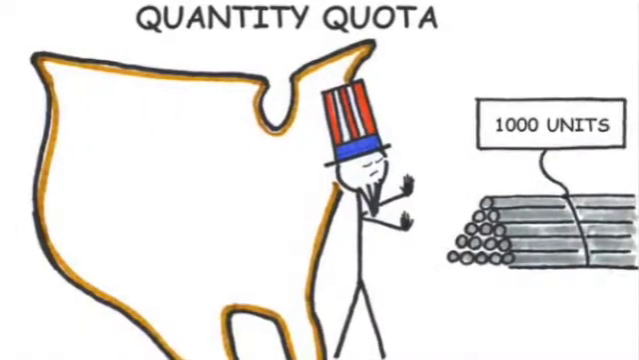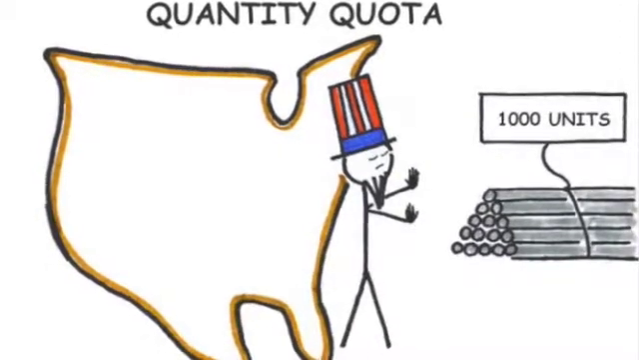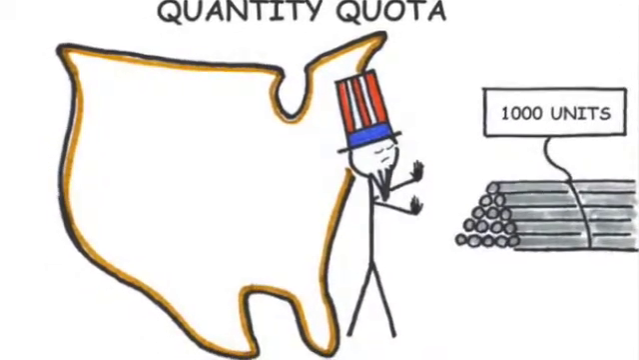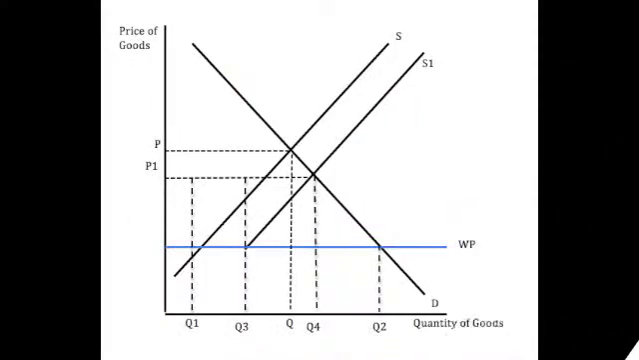Finally, a quota is a physical limit on the number or value of goods that can be imported into a country. A quota will make the domestic supply curve shift out from S to S1. As a result, the price will go down from P to P1, and the level of imports will decrease from Q1, Q2 to Q3, Q2.